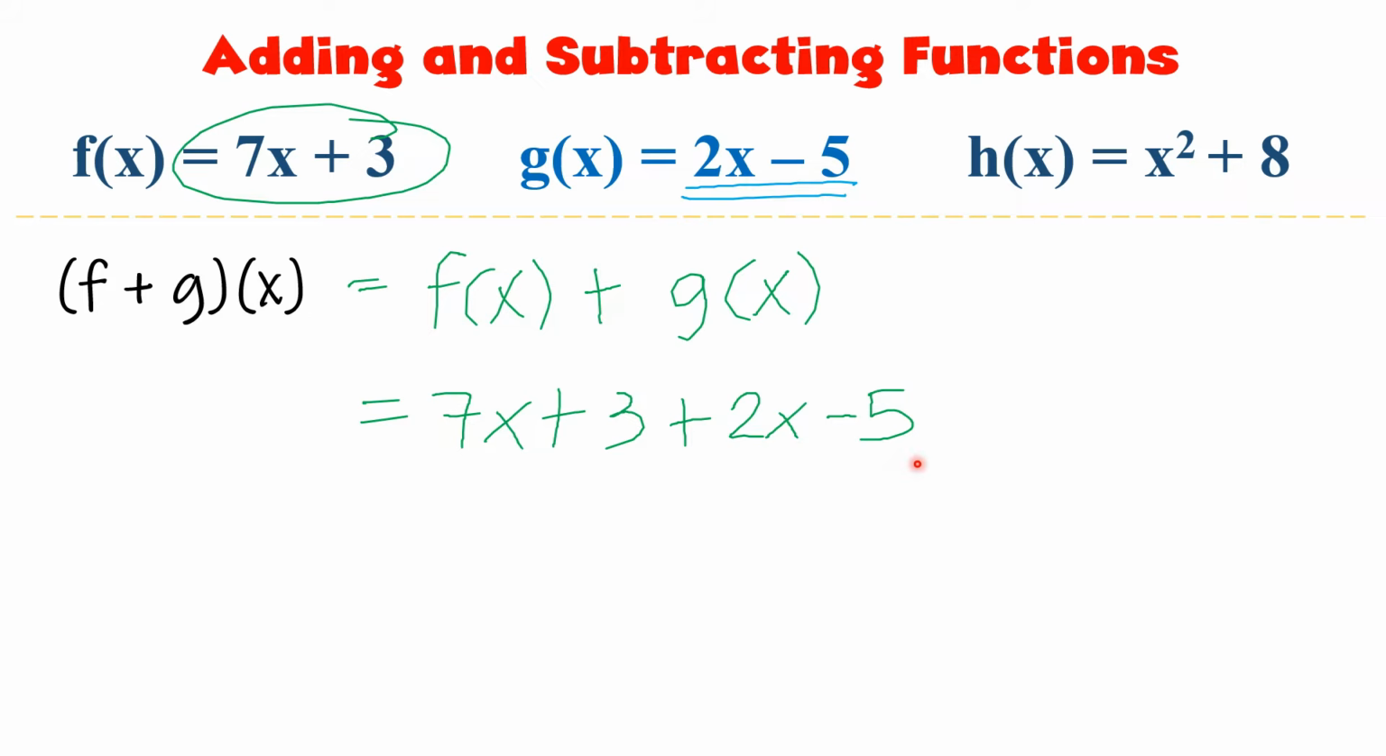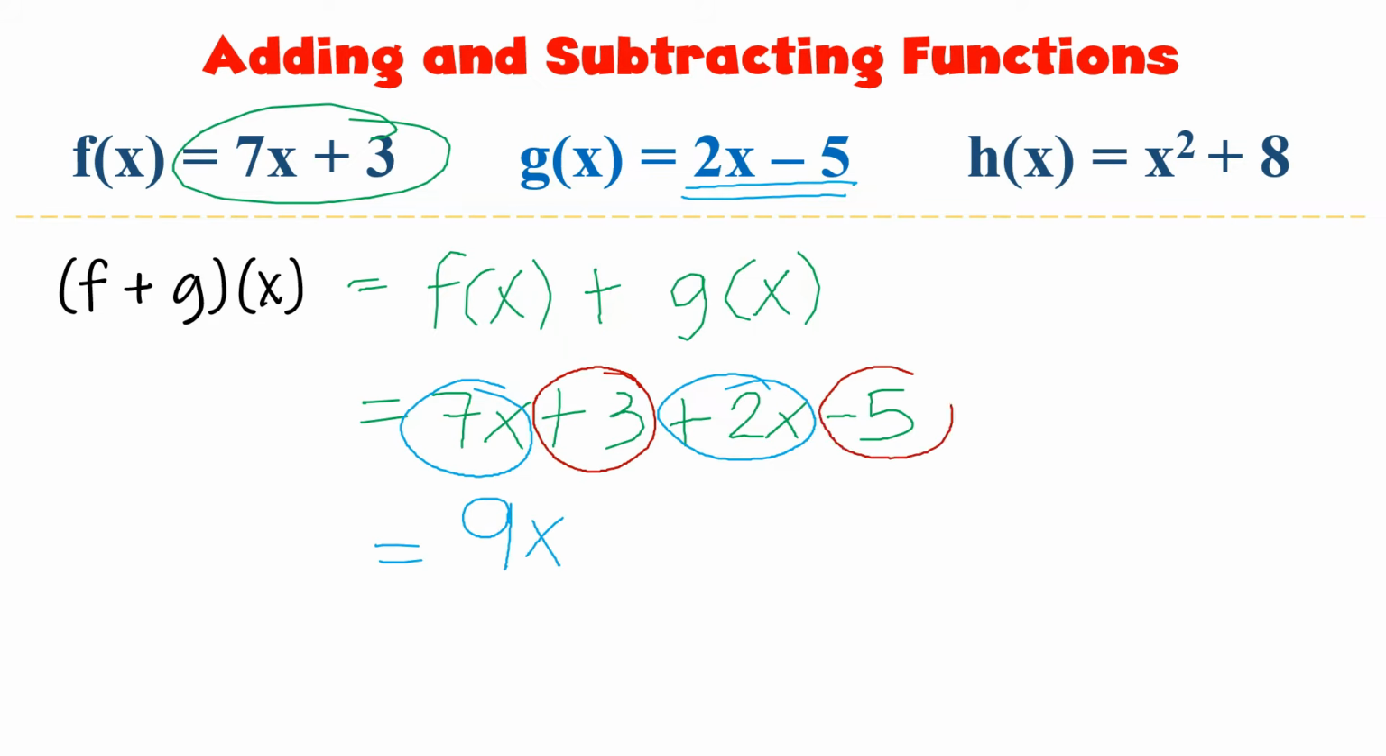Then after mag-substitute, we may just combine like terms. Pag sinabi nating like terms, parehas constant, o kaya naman ay parehas sila ng variable. So dito, yung 7x, pwede natin siyang i-combine with positive 2x. So 7x plus 2x, that will be equal to 9x. Then for constant, meron tayo ditong positive 3 and negative 5.